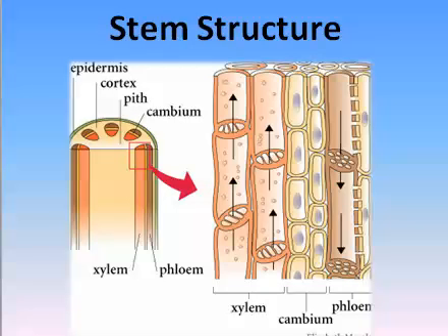Now inside the stem, you're going to find the xylem and the phloem. Note that the xylem is transporting water and minerals up, while the phloem is transporting sugars made from photosynthesis downwards. The cambium is where the xylem and phloem cells are made.